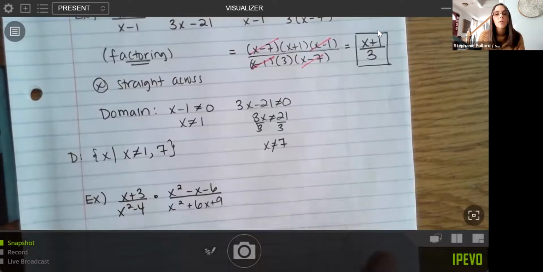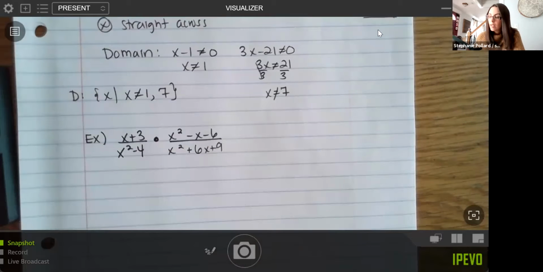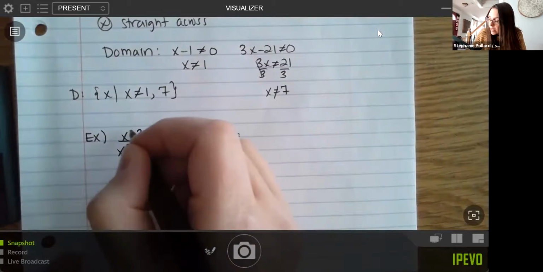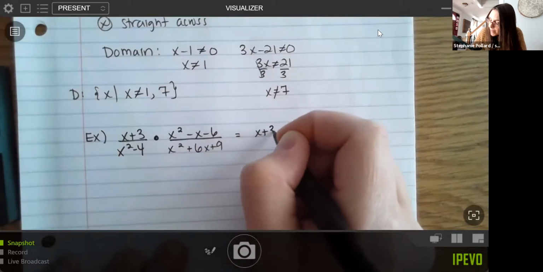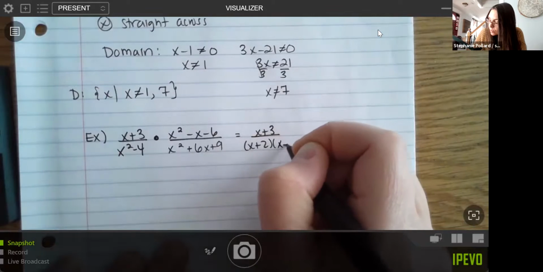Okay. So here's another example. We're multiplying those two expressions. And again, I'm going to start by factoring here. So x plus 3, I can't do anything with. But x squared minus 4, I can break into x plus 2, x minus 2.